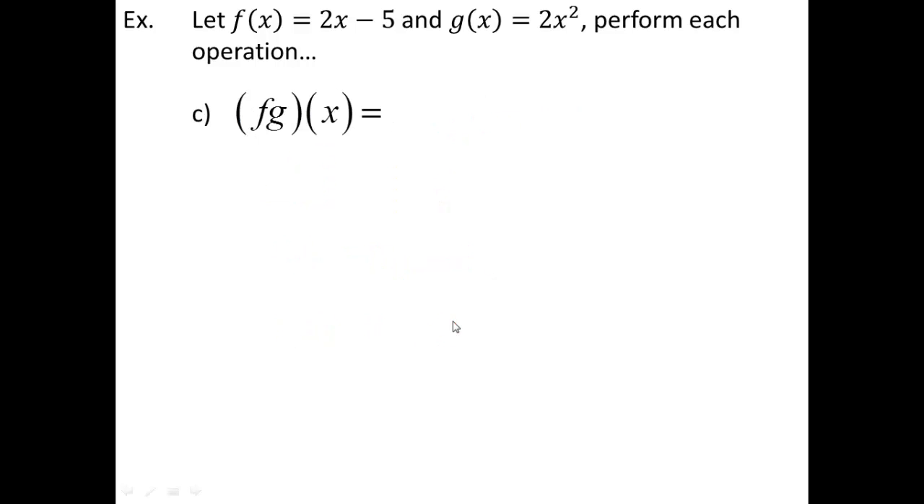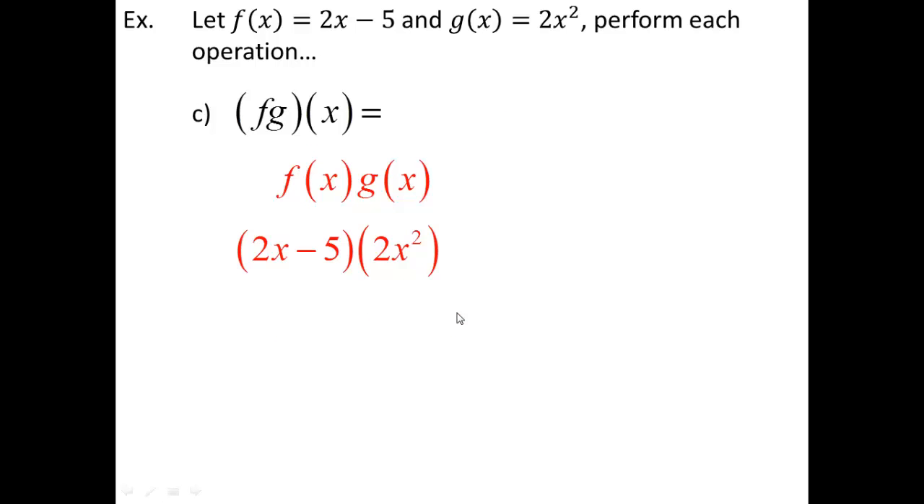Next one was f times g. So f of x times g of x, we can just distribute the 2x squared. I get 4x cubed minus 10x squared. Can't do anything else. Final answer.